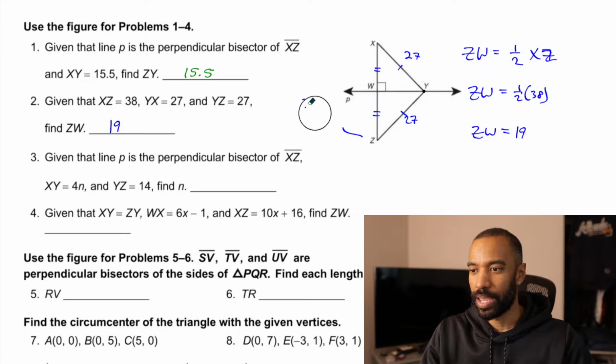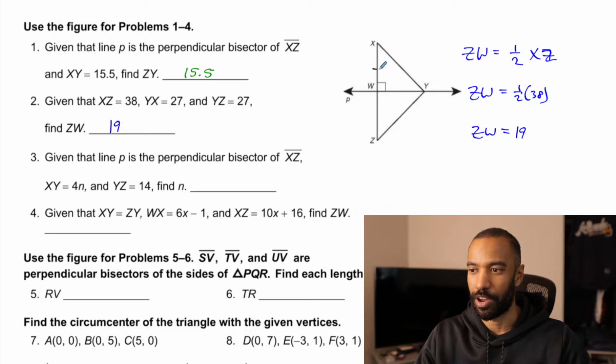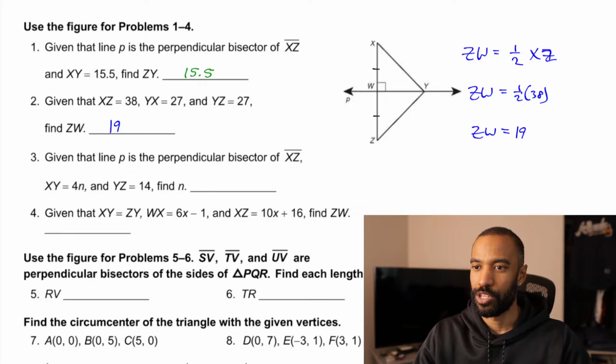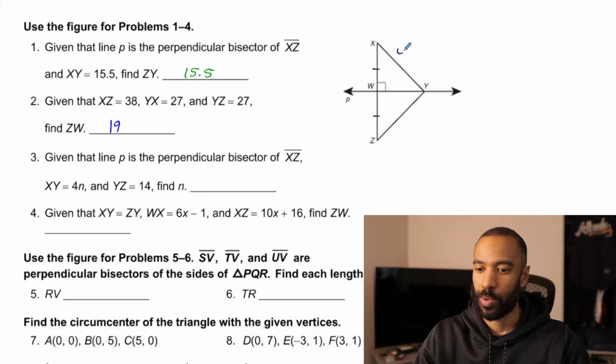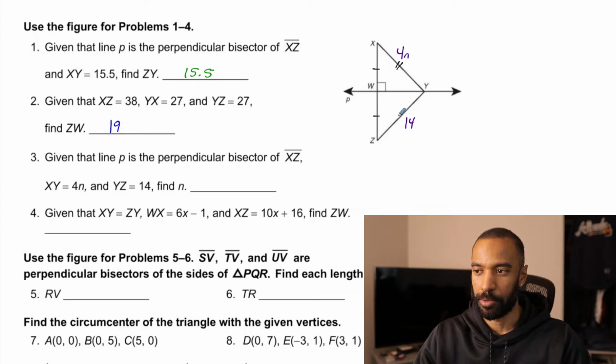Okay, let's erase these because, again, the drawing does not tell you it's a perpendicular bisector, so I'm just going to go off this. Given that line P is the perpendicular bisector segment XZ, okay, we're back to that. Let's get rid of this as well. XY is 4n units in length, and YZ is 14 units in length. Find n. So it's the same thing as before. By the perpendicular bisector theorem, it'll make these two congruent right here.